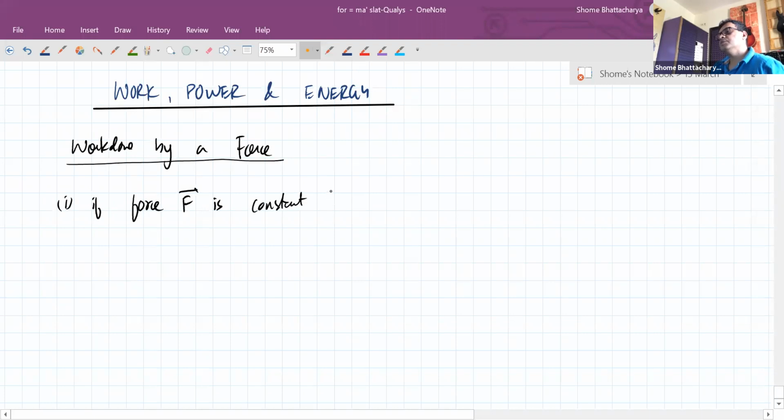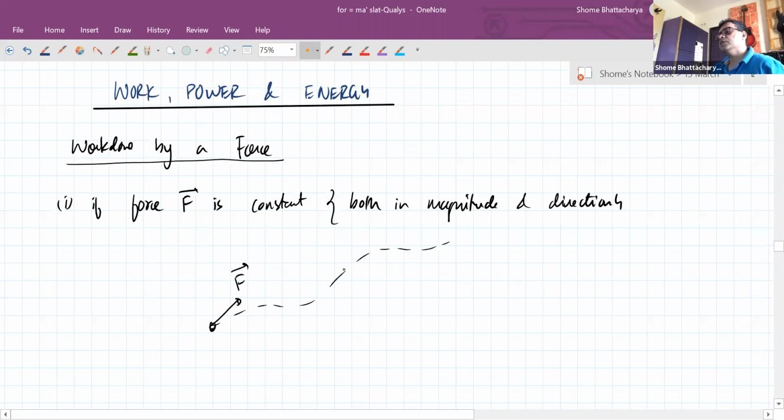If a constant force, that means constant in both magnitude and direction, is acting on a particle, it doesn't matter how the particle is moving, but throughout its motion the force neither changes magnitude nor changes direction. In that case, we define the work done as something very simple: it is the dot product of force and displacement.